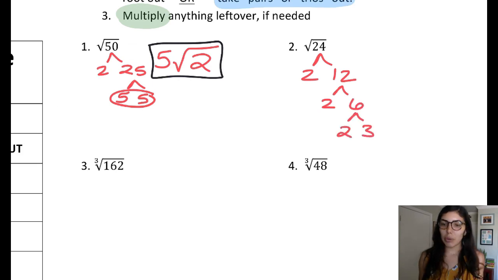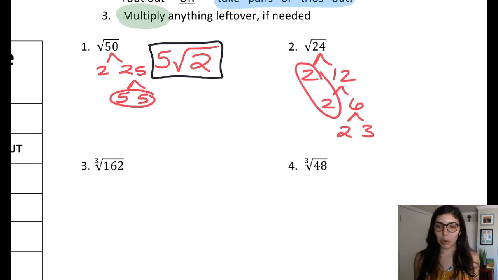Y'all see how I'm breaking down the numbers till I can't break them down anymore? Nothing besides 1 and 2 make 2. These are all prime numbers. So its prime factorization is 2 times 2 times 2 times 3. I'm looking for pairs of numbers because I'm taking the square root. There's a pair of numbers. Are there any more pairs?